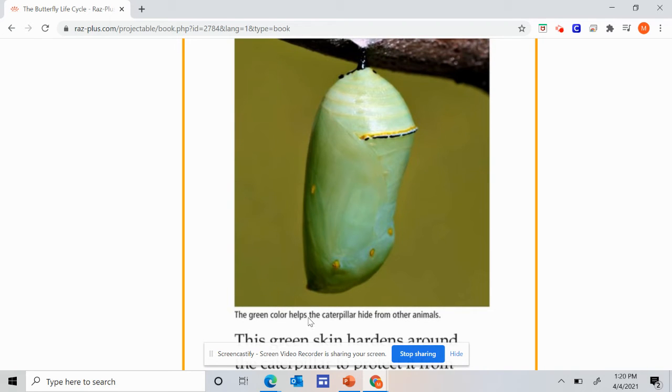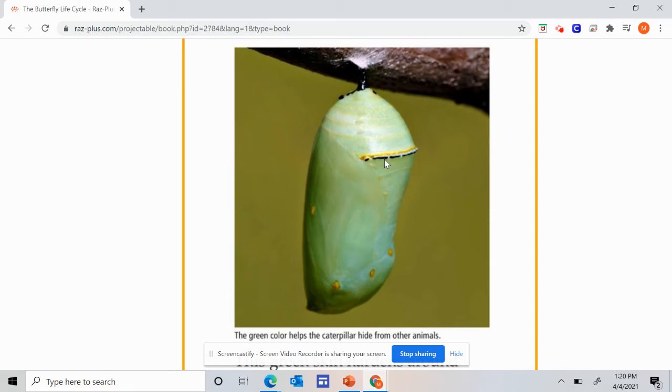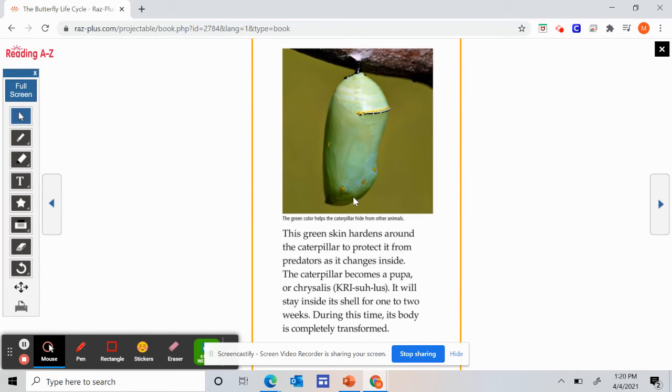The green color helps the caterpillar hide from other animals. So this is kind of like camouflage. It almost looks like a leaf in a tree. So animals would have a harder time finding it.